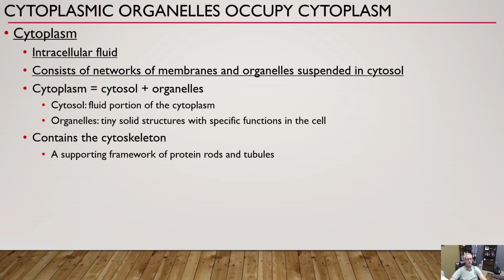All right, cytoplasm. We've really already gone through cytoplasm. Cytoplasm is what's inside the cell. Remember, cytoplasm equals your cytosol plus your organelles. Your cytosol is the gel-like fluid portion of the cytoplasm, and the organelles are all the working units of the cell. Inside that cytoplasm, we have the cytoskeleton, which is a bunch of protein rods and tubules. We'll briefly mention those later on.